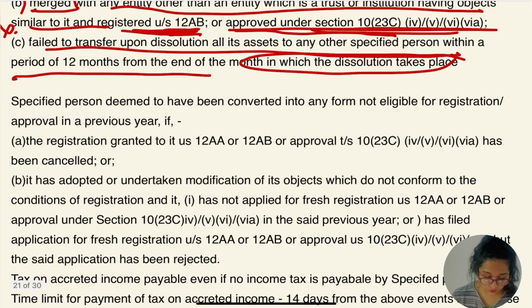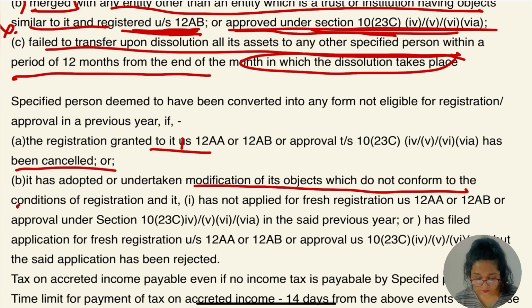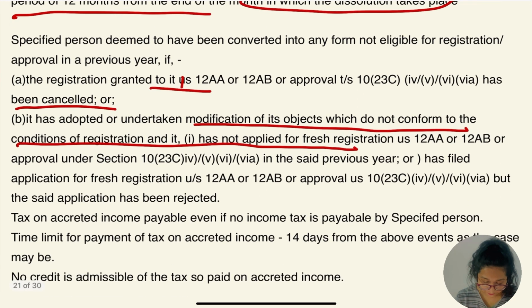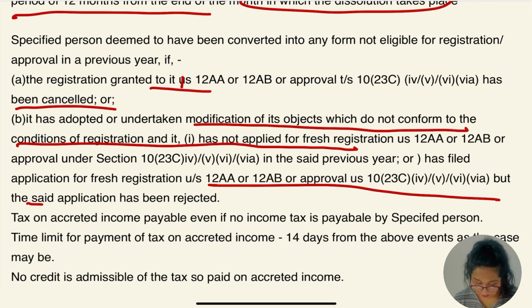Okay. So those who are going to be specified persons are deemed to have converted into any form not eligible for registration or approval in a previous year, if the registration granted under 12A or 12AB or approval under this has been cancelled, has adopted or undertaken a modification which does not form a condition under this, and has not applied for fresh registration, or applied for fresh registration, but the said application is rejected. Okay.